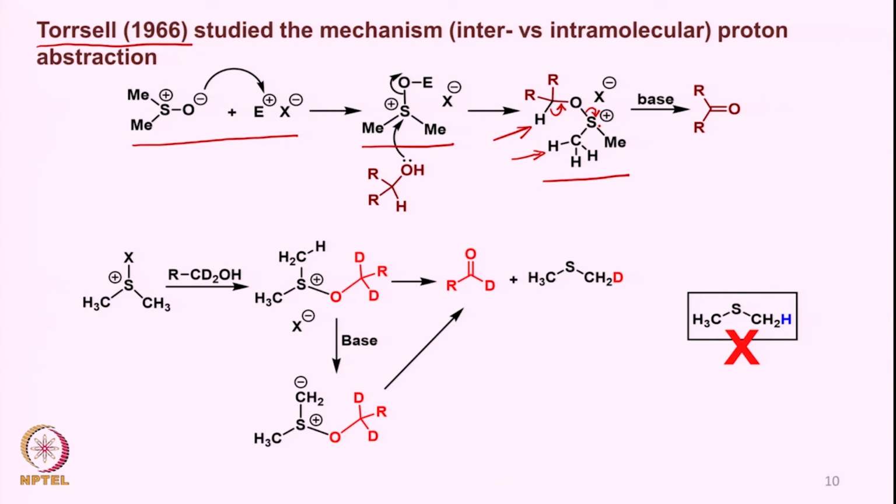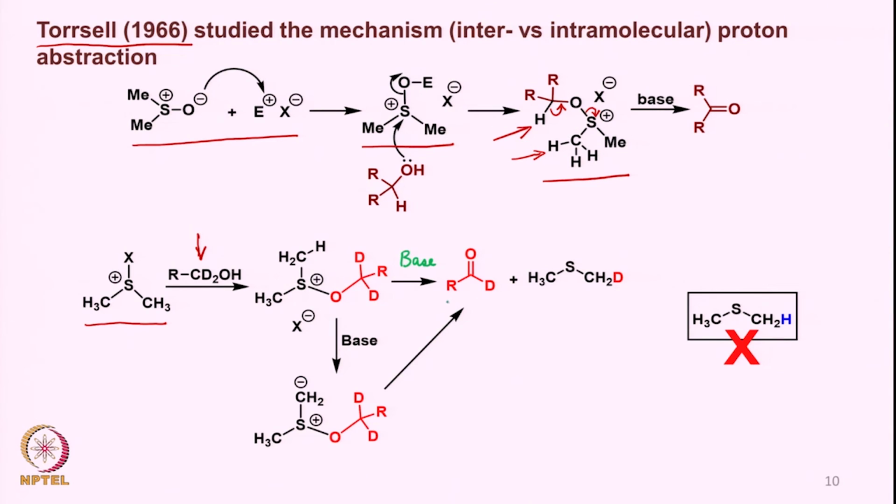So, this is what the chemist Torsell did. He took an intermediate of this type, from any of these DMSO-activated intermediates, and reacted it with an alcohol that contained CD2OH. That means it is a deuterated alcohol. So, once the deuterated alcohol reacts with it, you have two deuteriums on the carbon atom, and then the base was added to it.